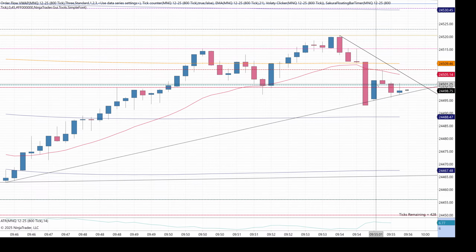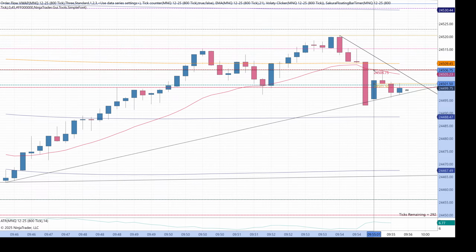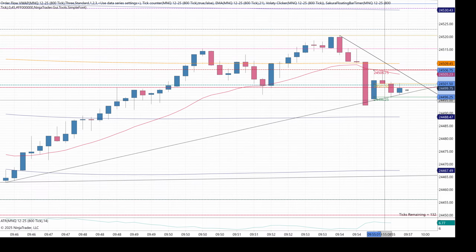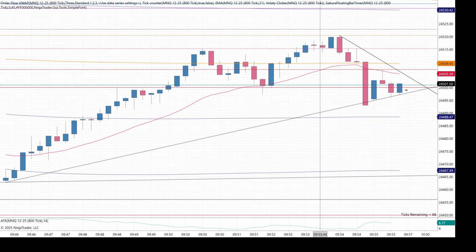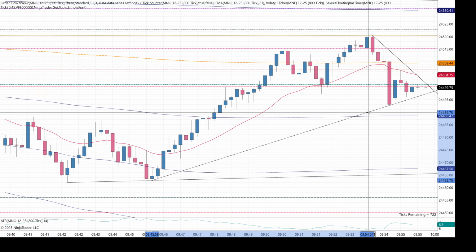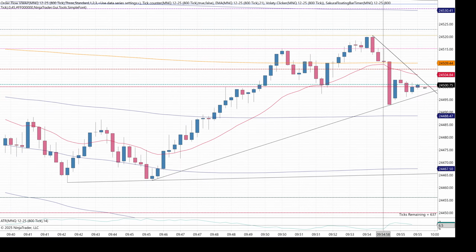This was a trigger lower, but you couldn't have taken it anyway, even though it just hit target and the runner's been taken out. So we're gonna adjust this trend line here to account for this pivot.